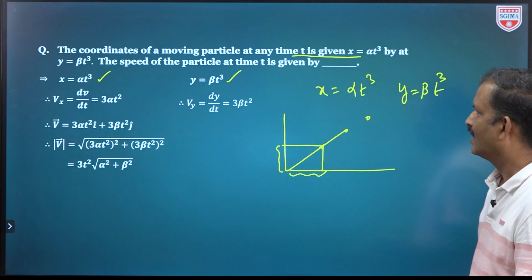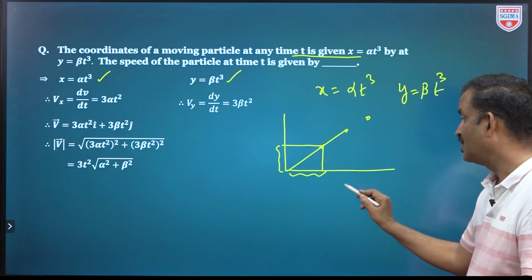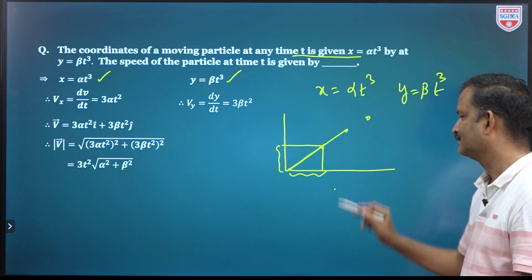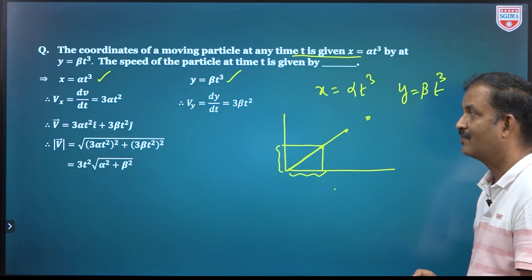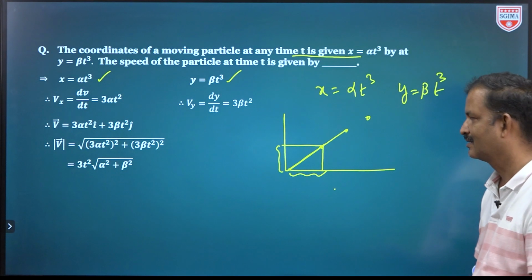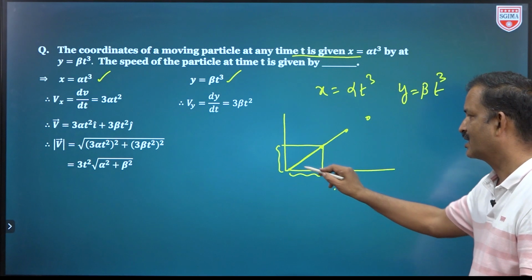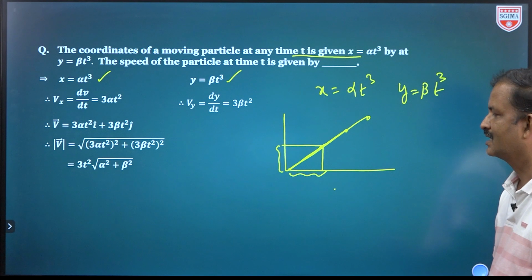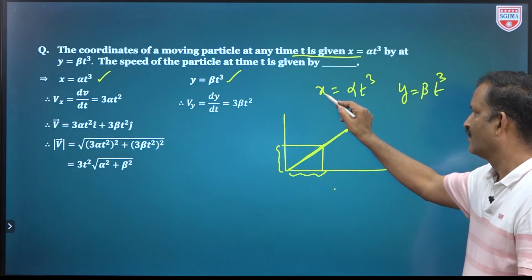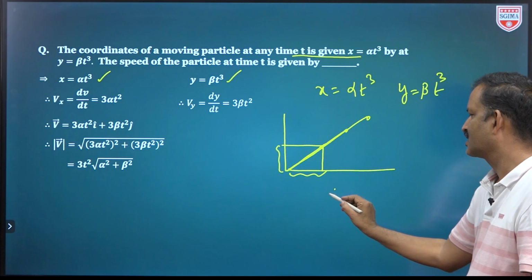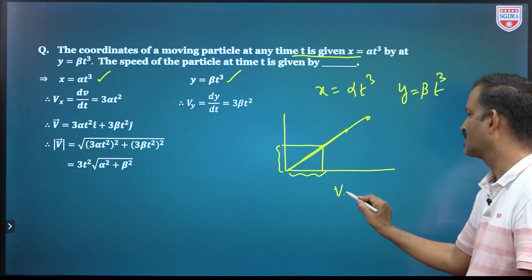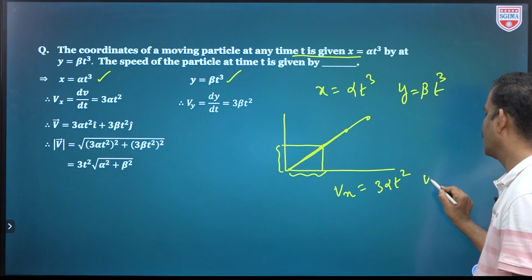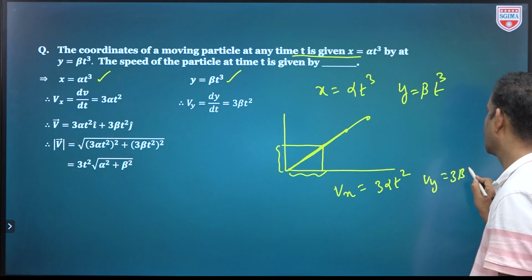Now, the speed of the particle. Speed is nothing but the magnitude of velocity. Because it is going in a straight line, speed is nothing but the magnitude of velocity. So, first Vx, the velocity along x direction, we are calculating: Vx is equal to 3 alpha t square. Vy is equal to 3 beta t square.